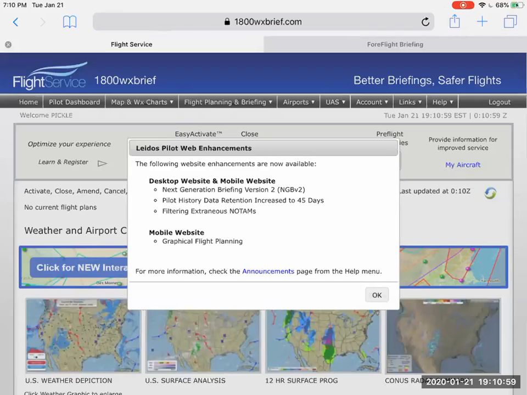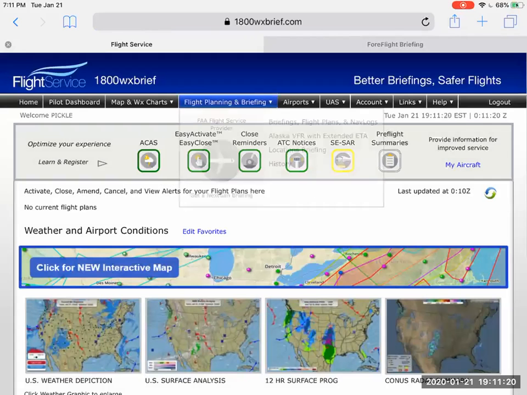From here, we're going to get a standard weather briefing for this route. These are just notices that they're making some changes that are quite significant. If you've gotten a weather briefing anything less recent than, I'd say, the past two weeks, you're going to see it's looking quite different in the way they present it.